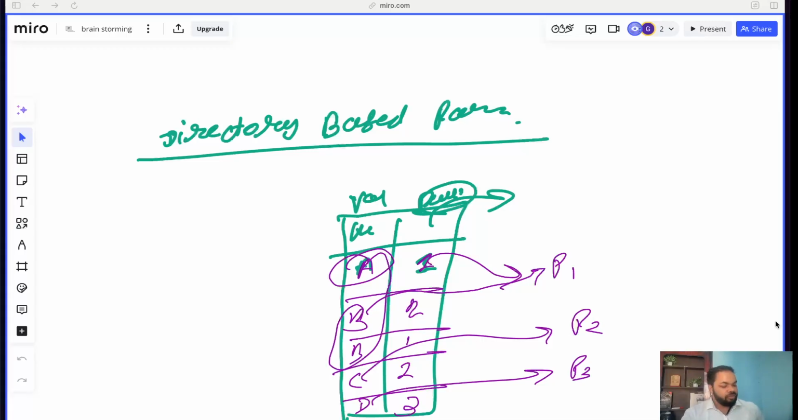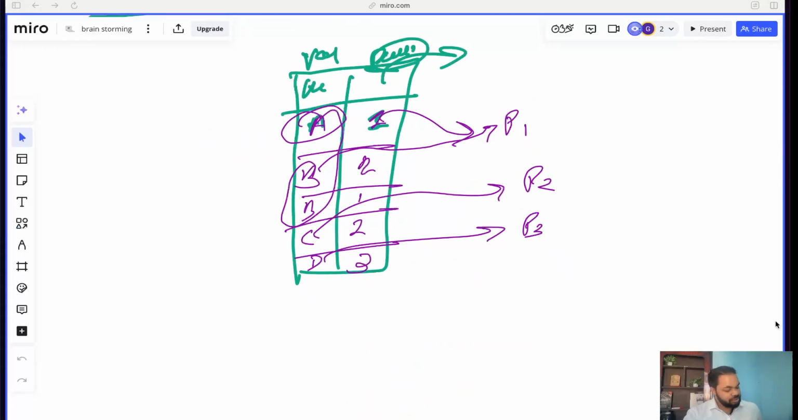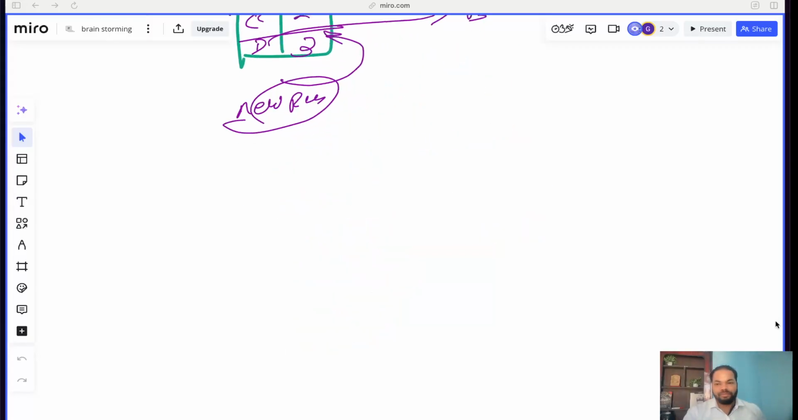What is the benefit of this directory? If you are scaling your data, or maybe somehow your partition crashed, you introduce a new partition and just change the directory entry, and then you are able to fetch your whole data. It also helps you make a backup, and you don't need any kind of rehashing. Okay, cool. Let's move to the next one.